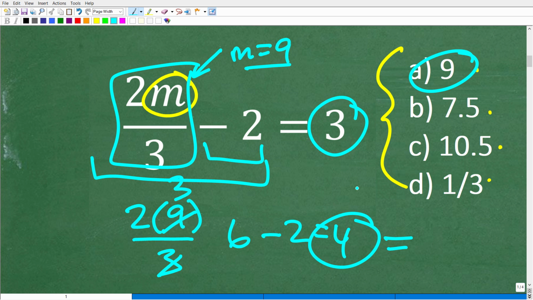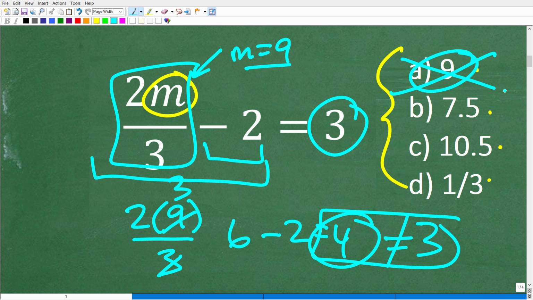Now, is 4 equal to 3? I mean, that is the right-hand side. No, that is a false statement. So therefore, you can disregard 9 being the solution to this equation, and you can just go through the process for all these values, and you would discover that indeed B is the right answer.